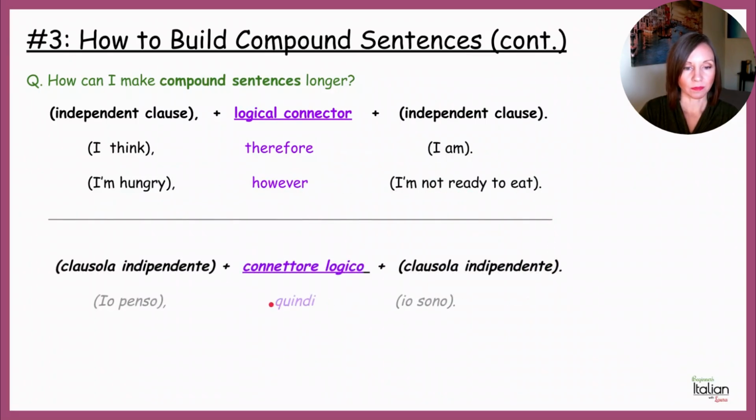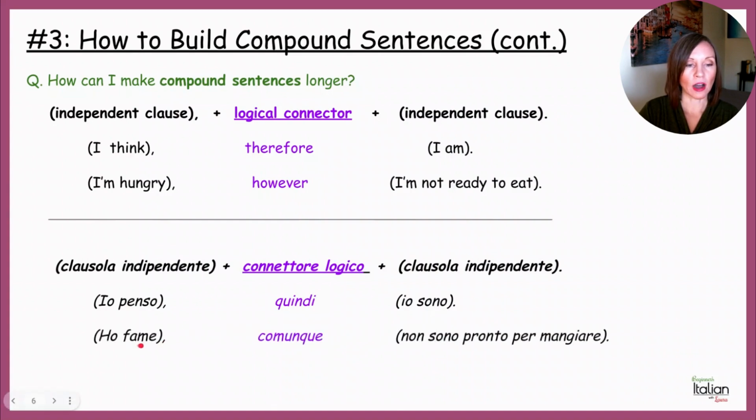Okay, so we have io penso, quindi io sono, and ho fame, comunque non sono pronto per mangiare. Okay, so we have our independent clause, and then joined with our logical connector.